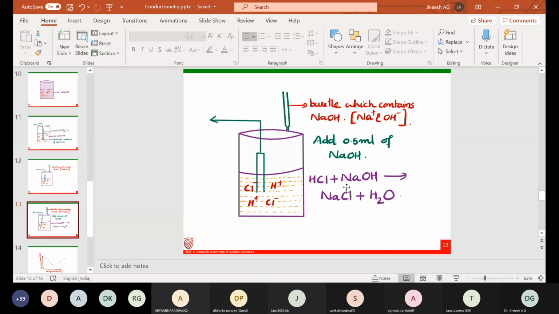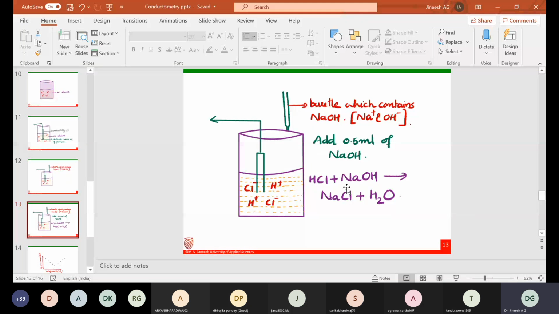Yes, sir. Now, you are not stopping the addition of sodium hydroxide. We are adding sodium hydroxide again. But if you are adding sodium hydroxide after this neutralization point, will there be any reaction happening? Any reaction after that? No, sir. No, because all HCl were consumed.